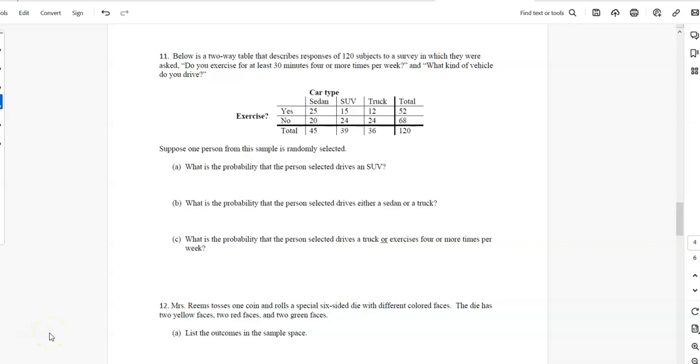Okay, so what's the probability of driving an SUV? It looks like there are 39 SUV drivers. So it'd be 39 out of 120. This one was pretty basic, or 0.325 when you type it in your calculator.